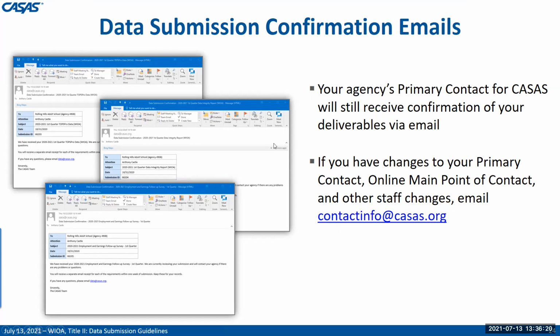Okay, so the primary contact from your agency is the one that usually receives these emails. If you don't know who your primary contact from your agency is, then you can definitely send us an email to contactinfo@casas.org to verify that information. Or if you should be the one receiving those, make sure you send that information to contactinfo@casas.org.